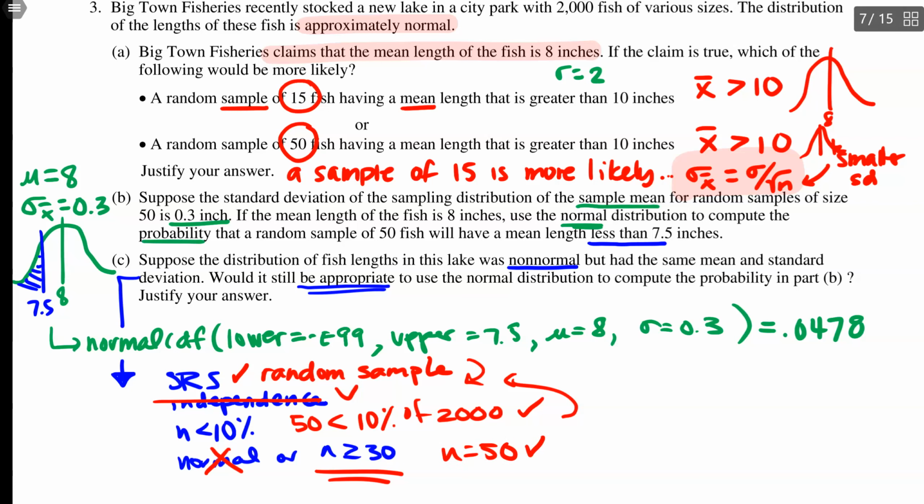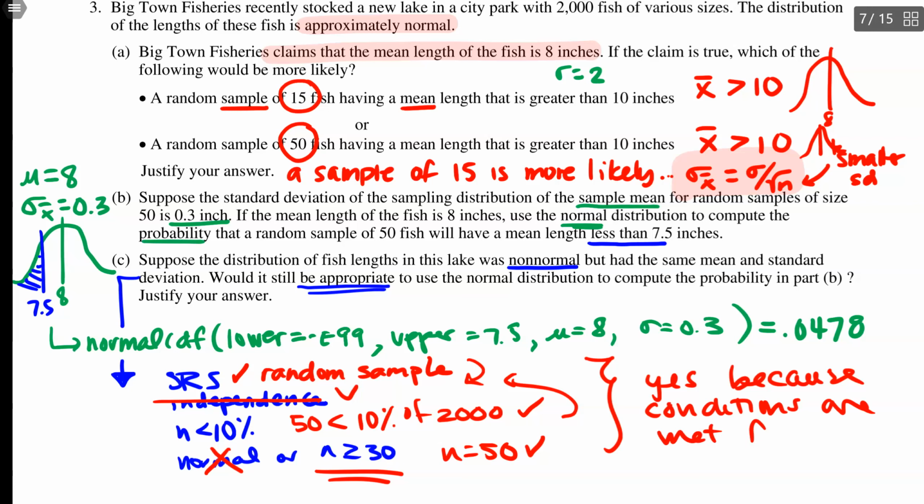So we need to make sure we answer the question, is it appropriate? The answer is yes, because the conditions are met. And then I could just point over here to all this work I already did. So all that stuff we did with our hypothesis test, excellent. We can just go ahead and point to that.